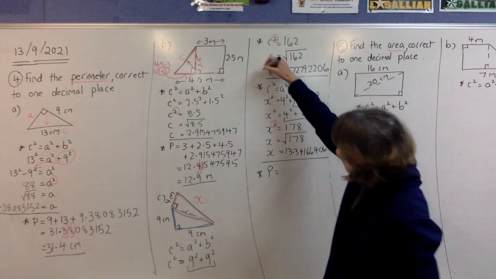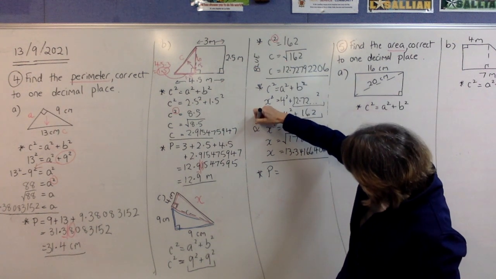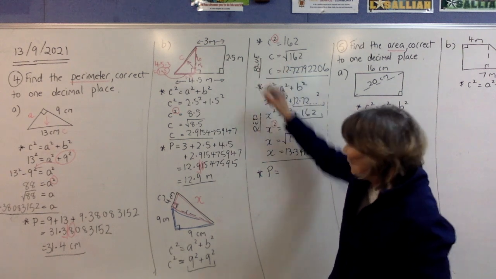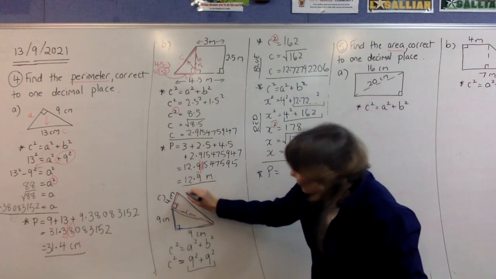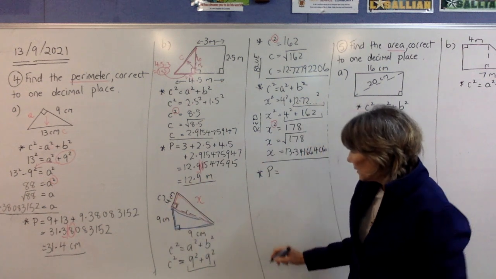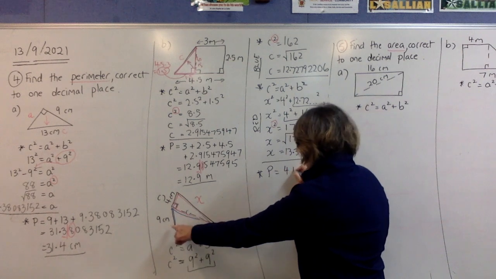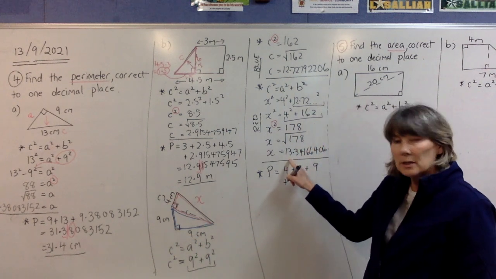All right, this was out of the blue triangle. This was out of the red triangle. And now we're finally into the perimeter. So we're going to add up the sides of this shape, just the outside lines that we've got there. So we've got a 4 plus 9 plus x, and x is this thing.